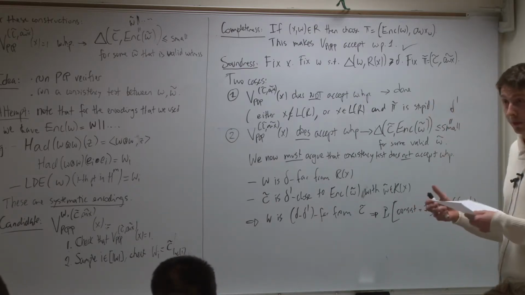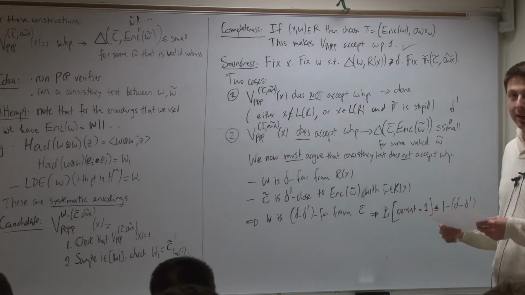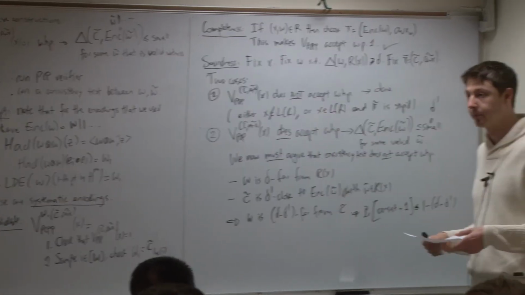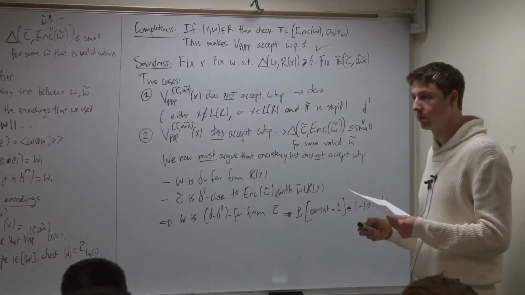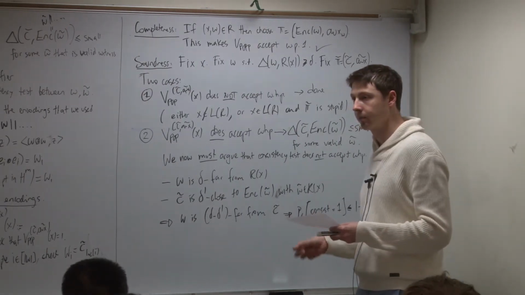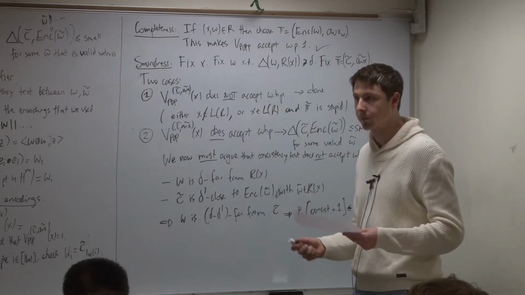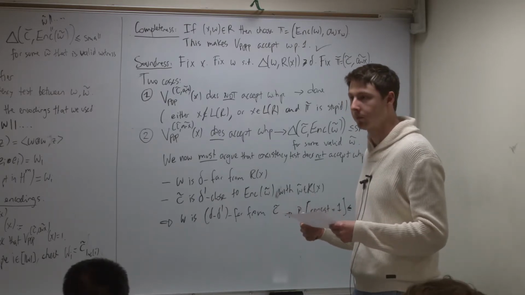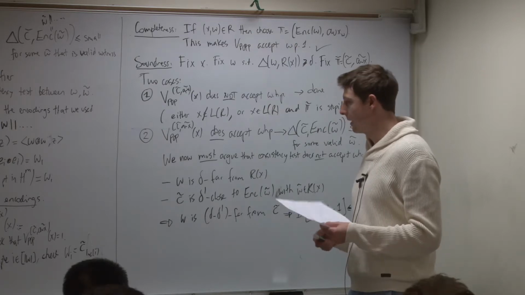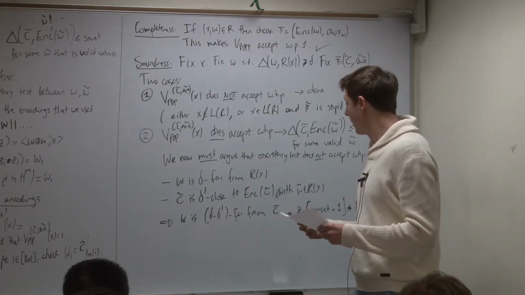I claim this is a problem. Okay, this is basically what we wanted to say, but it's not technically true. Yeah? If C tilde is close to an encoding, it might still be that all the errors are on the systematic locations, and therefore the closeness doesn't give you any guarantees about those locations. That's excellent.